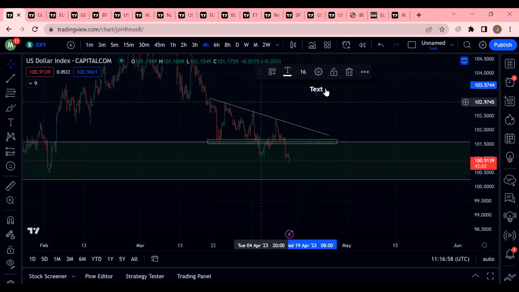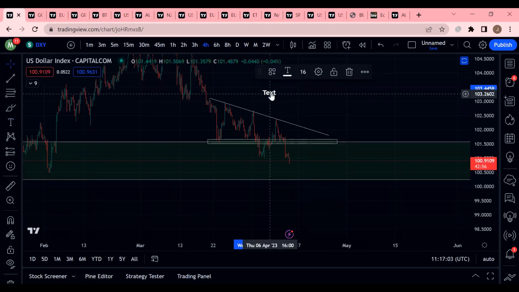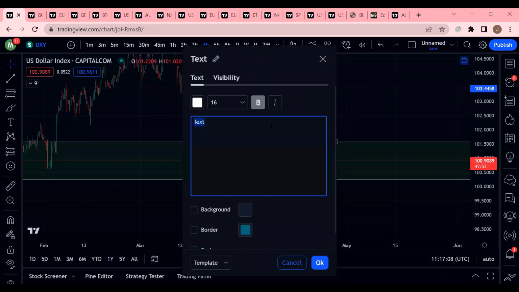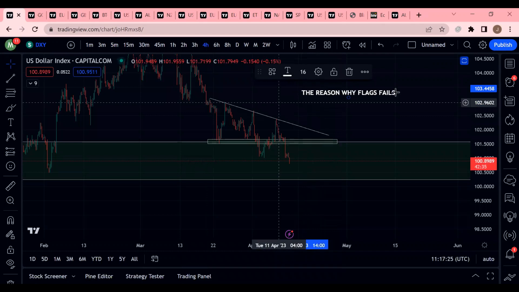flag and the reason why flags fail. There's psychology behind this, and a lot of people don't talk about it. Why? Because a lot of people don't know the reason why flags fail. So I'm going to tag you the reason why flags, either bullish or bearish, fail. Why flags fail. And so we're going to take this topic today and just take it as a heading.